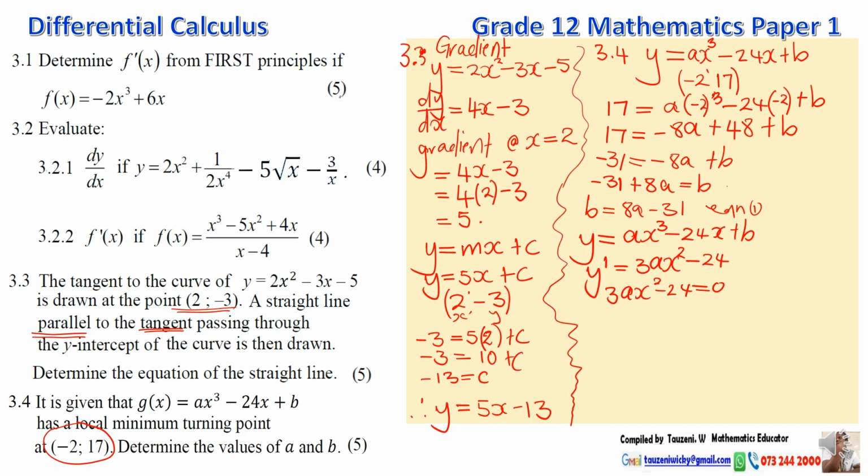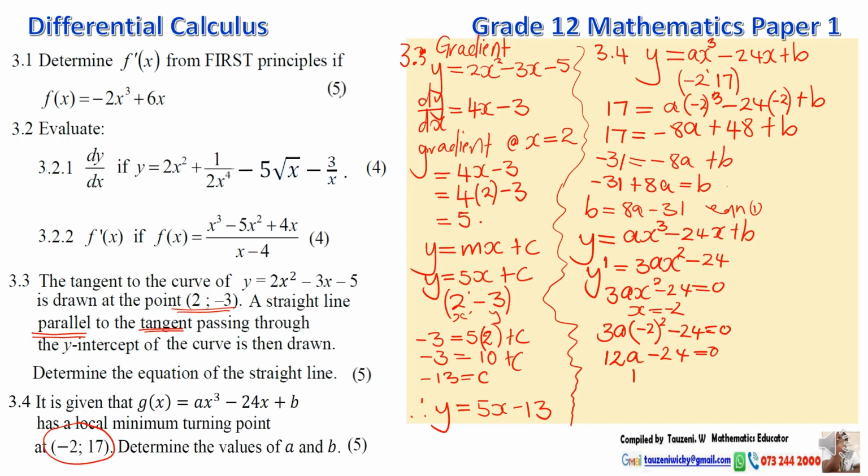We now substitute x with the x coordinate of the stationary point. So the stationary point that we have is -2. We're going to substitute x with -2 and simplify this expression. So 3ax squared will become 3a times -2 squared minus 24 is equal to 0. Then we simplify going forward. -2 squared is equal to 4, times 3, we get 12. So this is 12a minus 24 is equal to 0.